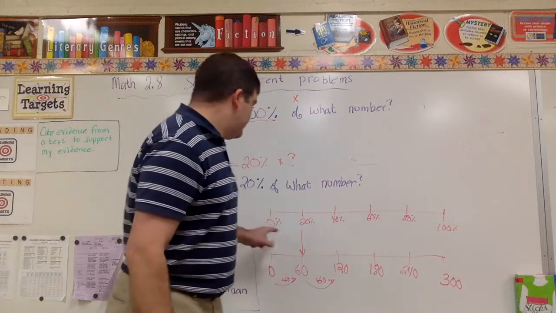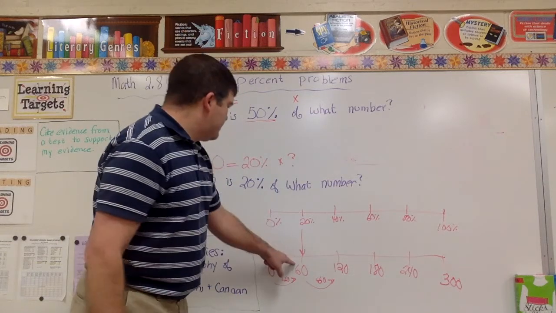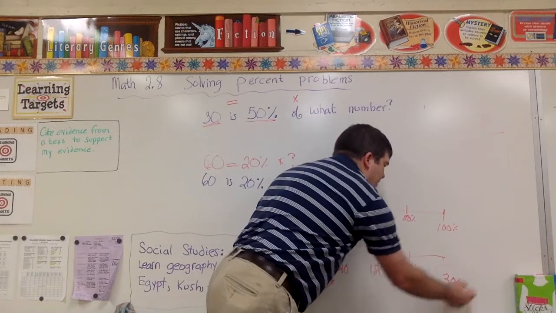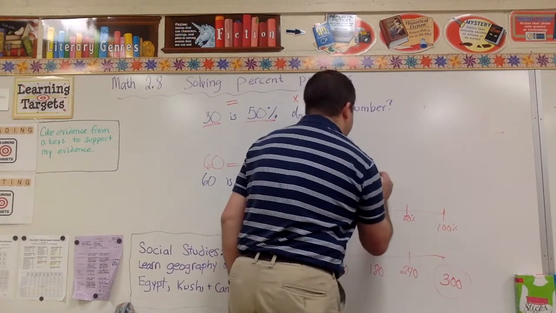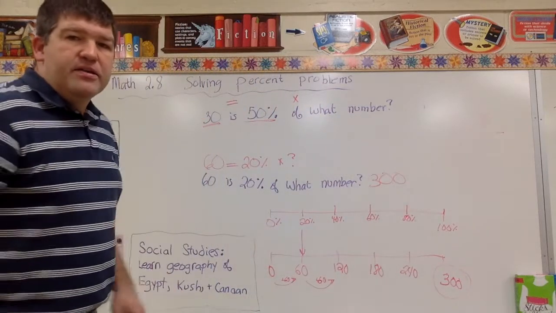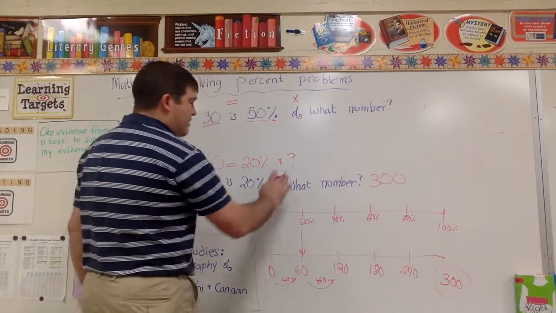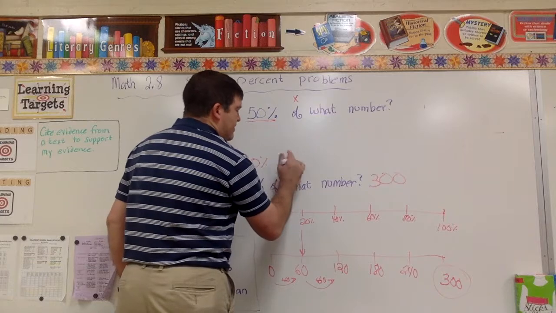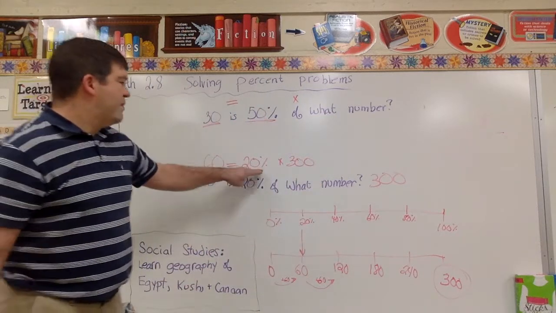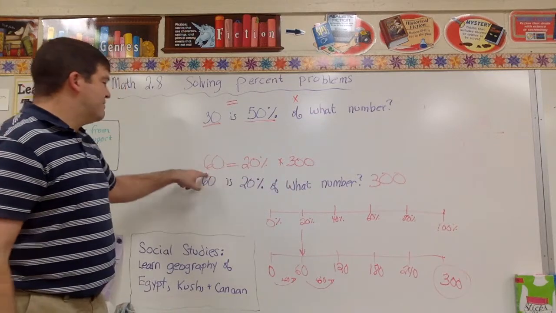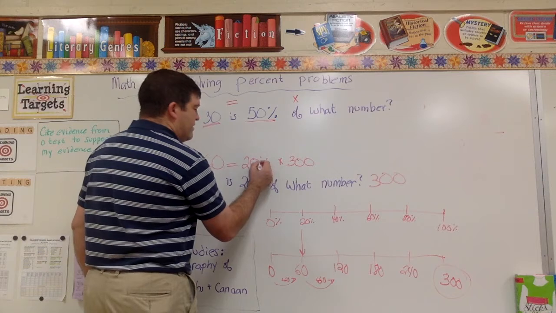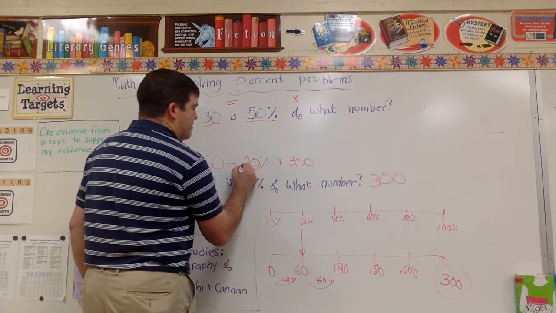So, 60 is 20% of what number? 300. So, I think the question mark is 300. I'm going to put it like this. Now, if 20% times 300 gets me 60, I'm good. I'm going to change this into a decimal. 1, 2.